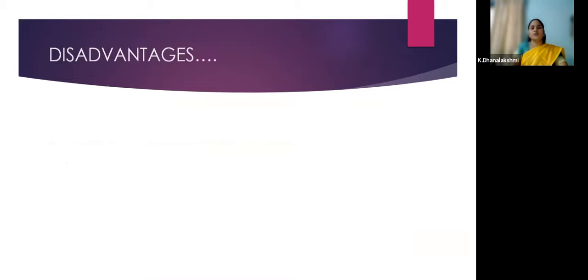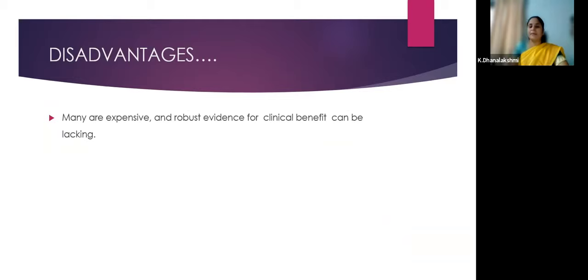There are some disadvantages also. Most of the tests, for example this ME panel and the respiratory panel, are more expensive, and robust evidence for clinical benefit can be lacking. For example, you pick up an RSV, but infections like mycoplasma can be in the respiratory tract for many months. So by doing only this rapid test, we are not very sure that it is solely responsible for the clinical scenario. So this is one disadvantage.